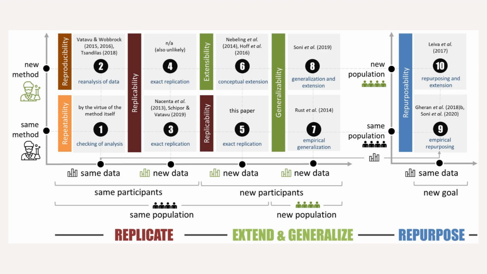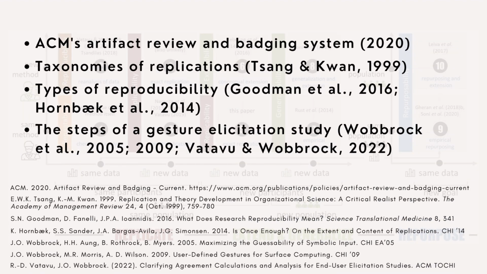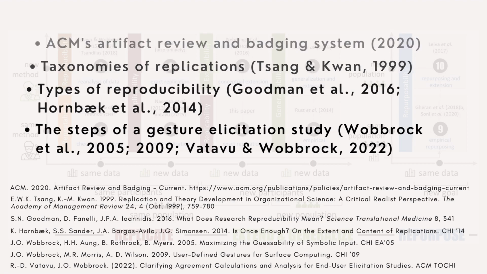RepliGES has 5 dimensions: method, data, participants, population, and goal, which we identified after analyzing the scientific literature on research reproducibility and the specifics of gestualization studies, in particular, ACM's artifact review and badging system, taxonomies of replications, types of reproducibility, and the steps of a gestualization study.